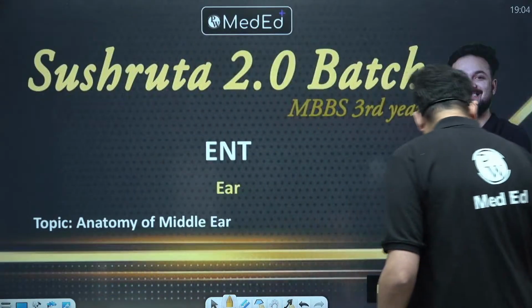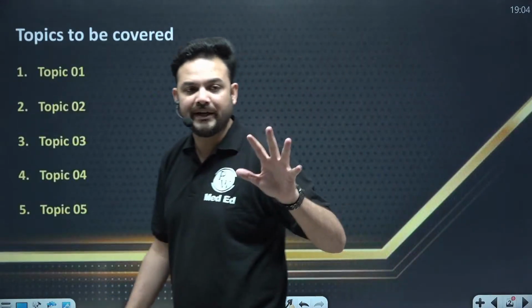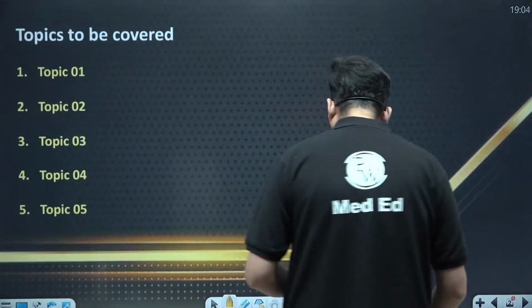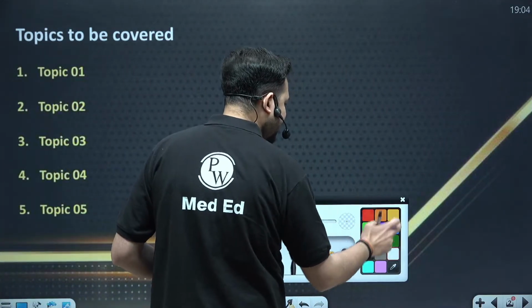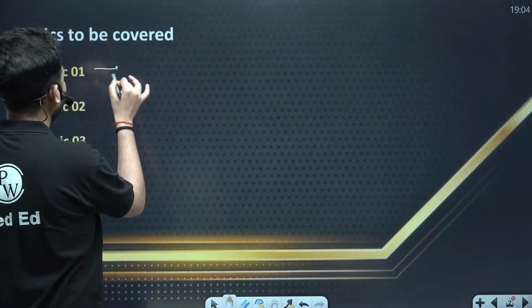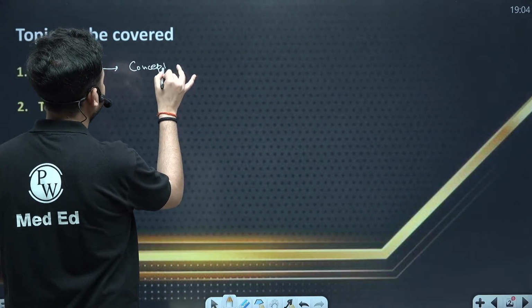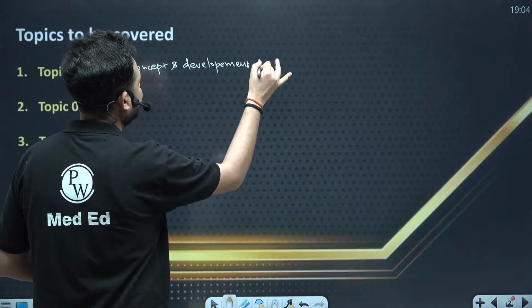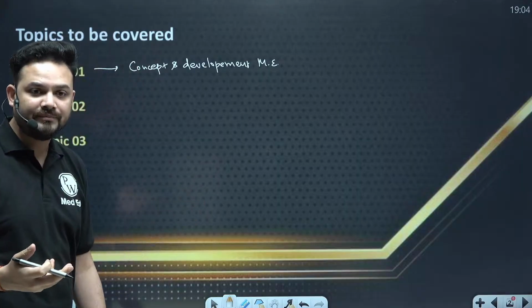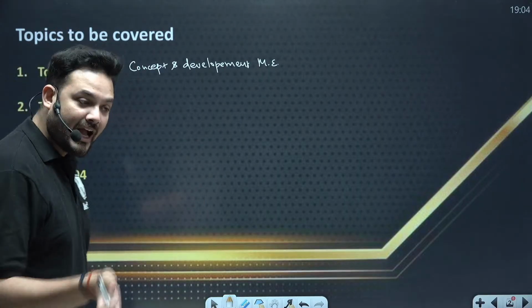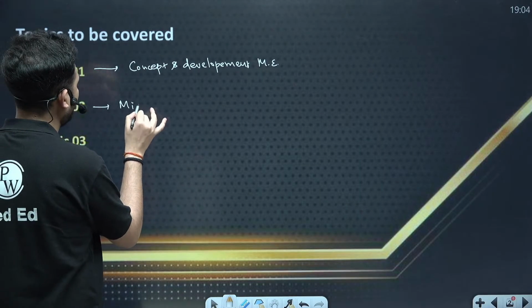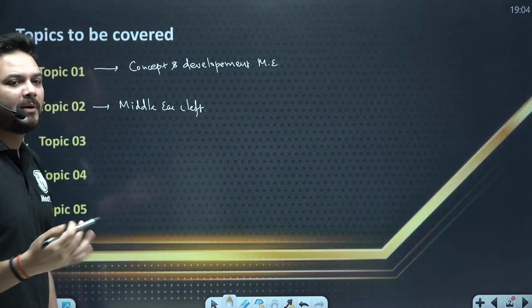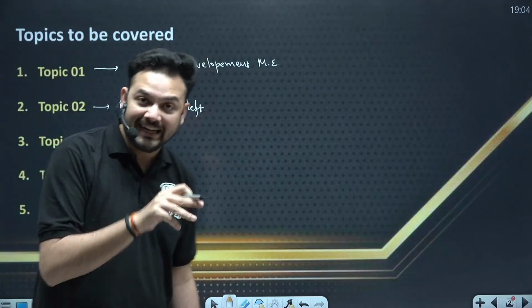Chalo. Now, before going into anything, let's first see what we are going to read. What are the things that I'm going to cover in this particular segment? Let me just jot it down. I'm going to cover the concept and development of middle ear. Before going into anything, we are going to see the embryology of middle ear and how the middle ear is formed. After that, we will form something called the middle ear cleft. What is this middle ear cleft anatomy? What is the petrous part of temporal bone and all of those things? We are going to uncover that segment.